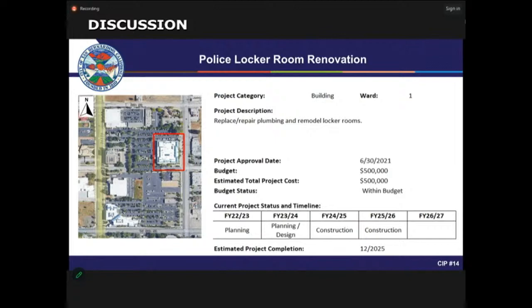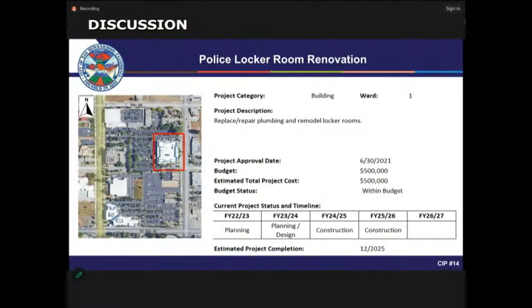The next project is police locker room renovation. The project involves replacement of plumbing and remodeling of locker rooms as part of the police locker room improvements. So this funding level budget, $500,000, is for design and construction at this time. So we are in planning phase. We are getting ready to procure a design contract for the proposed improvements. And the anticipated completion of the project is in fiscal year 25-26.